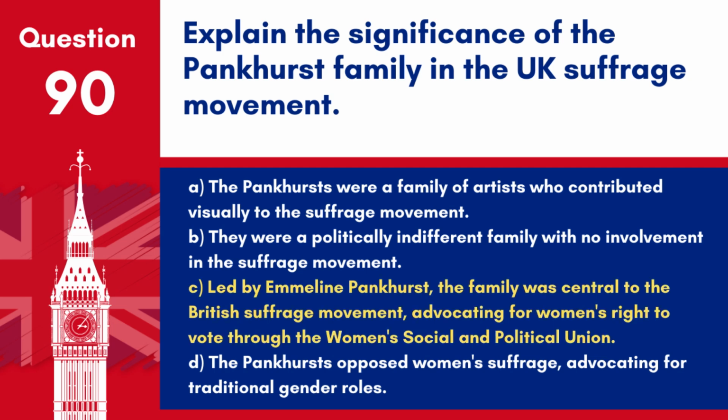Answer. C. Led by Emmeline Pankhurst, the family was central to the British suffrage movement, advocating for women's right to vote through the Women's Social and Political Union. The Pankhursts played a pivotal role in the fight for women's suffrage in the UK, using both political and militant tactics to advance their cause.